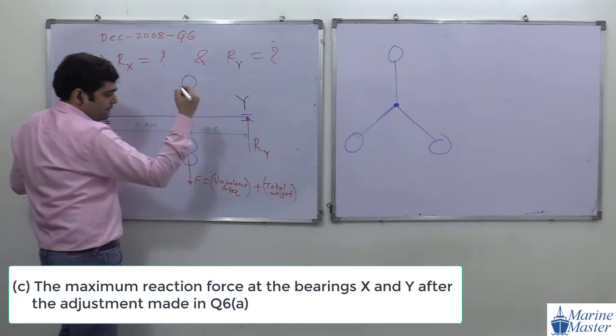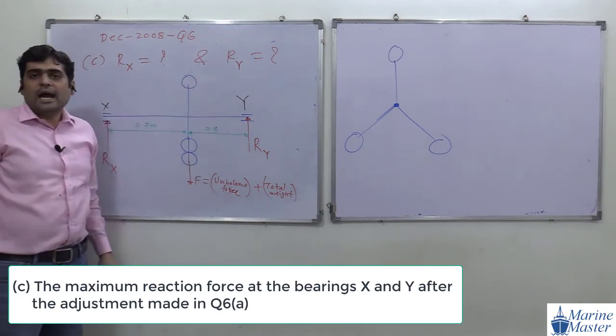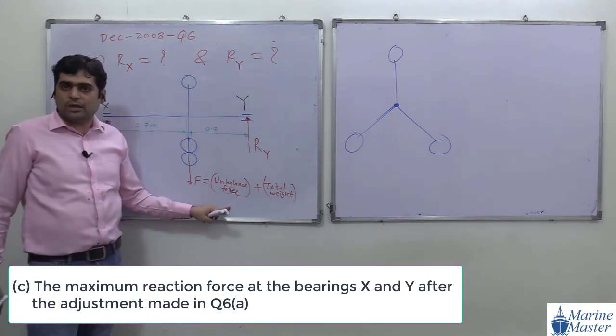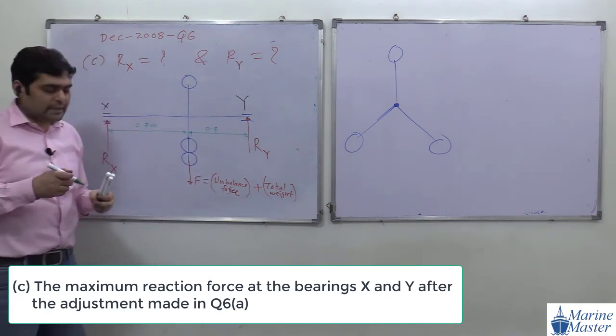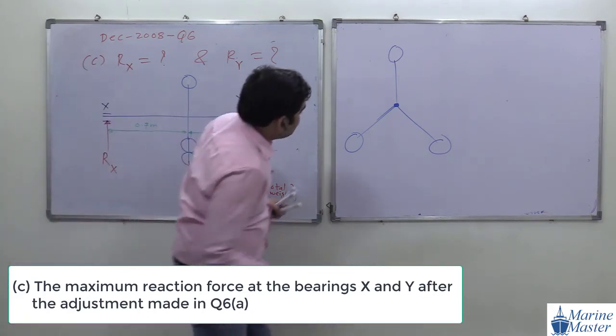0.4 meter. Okay. Now what they are asking us is the maximum value of Rx and Ry. And when will we get the maximum value? When the unbalanced force, that is due to centrifugal forces, and the total weight are both in the same direction, then and only then will we get the maximum force.